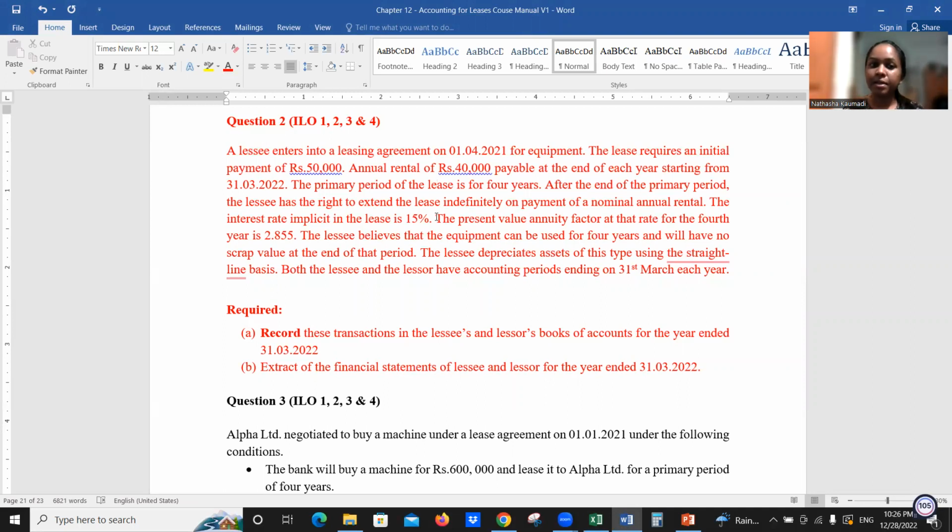First of all, we will be discussing lessee's books, how to keep records in lessee's books and what are the extracts of the financial statements after 1 year. Why after 1 year? The lease agreement is entered on 1st April, and we are preparing the statements for 31st March 2022, after one year.